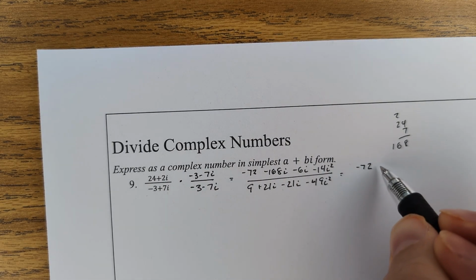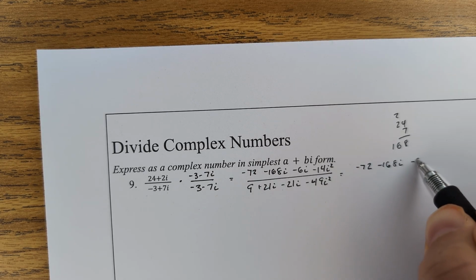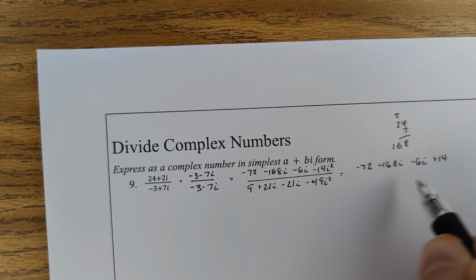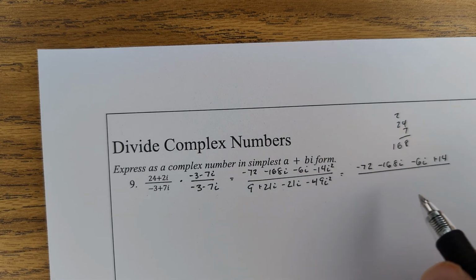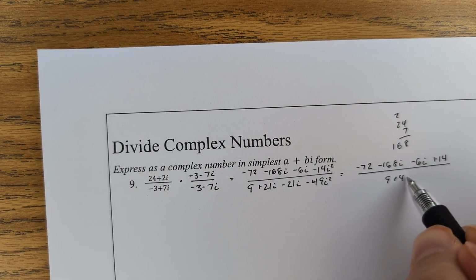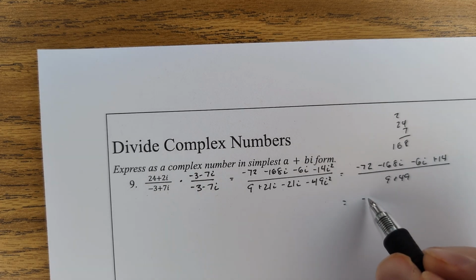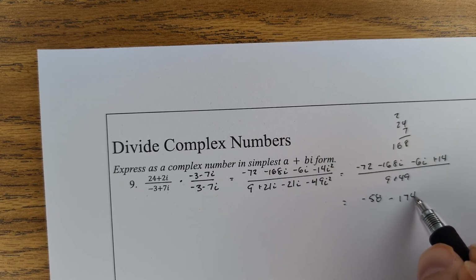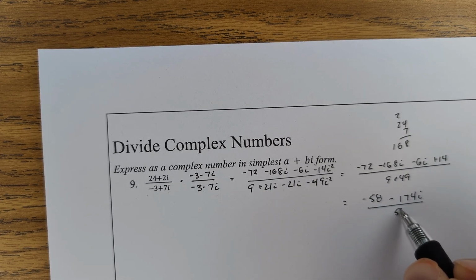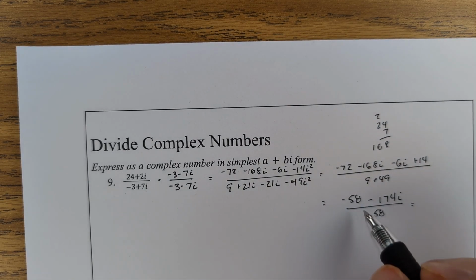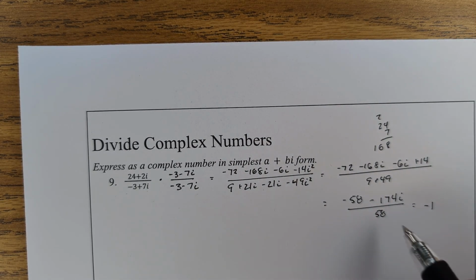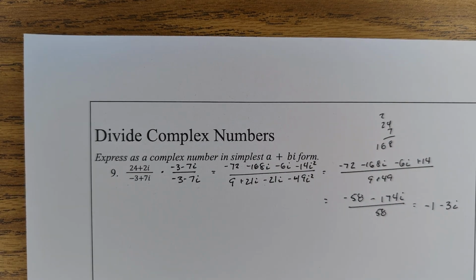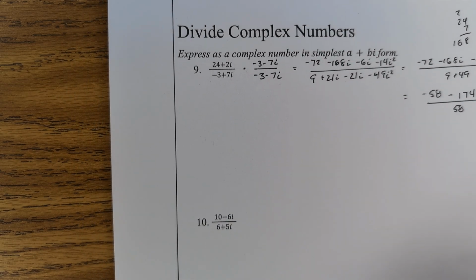So it's negative 72 minus 168i minus 6i plus 14, all over, those two cancel, 9 plus 49. So negative 58 minus 174i all over 58, and then we reduce our fractions if possible. Negative 58 divided by 58 is negative 1. Negative 174 divided by 58 is negative 3. So that would be my solution, negative 1 minus 3i.